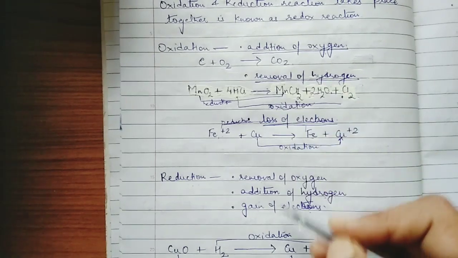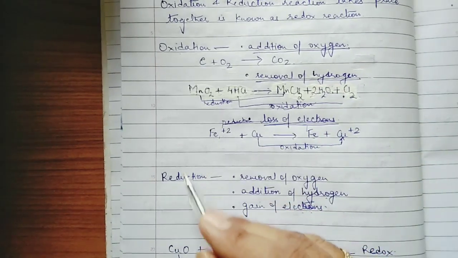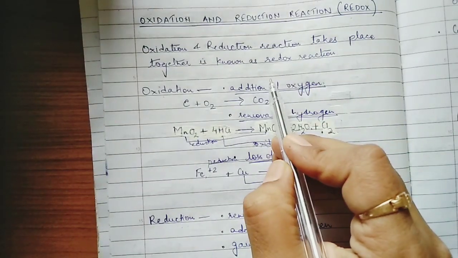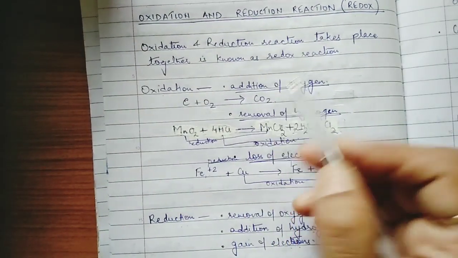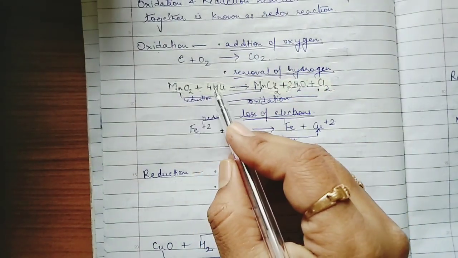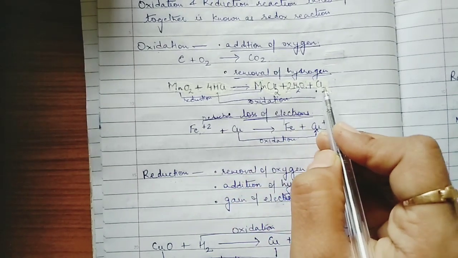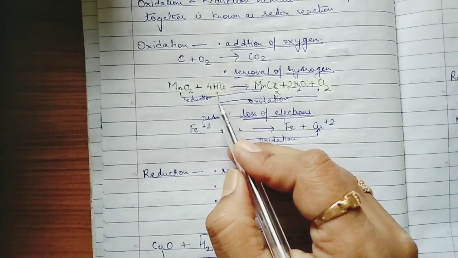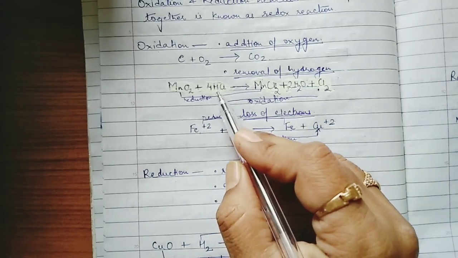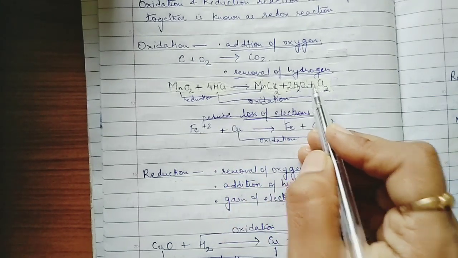Now, if in any reaction both oxidation and reduction are occurring, then that reaction will be known as a redox reaction. See this example: MnO2 + 4HCl gives MnCl2 + 2H2O + Cl2. Here, HCl was losing hydrogen, so it was undergoing the process of oxidation.